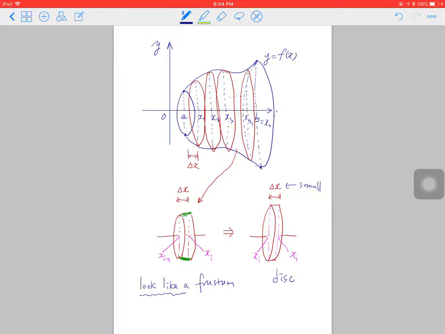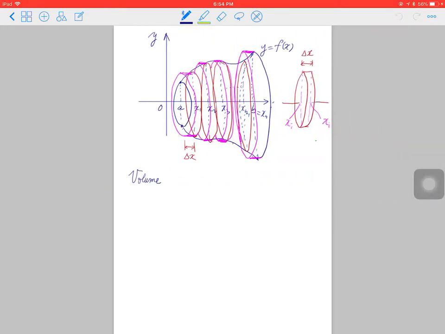So we want to find the volume of the disk. Now the object is divided into many small disks. For example, let's look at the first disk. Originally this is a, and then this is x1. So the width is delta x, what we set, and this is the height. How about the base area?